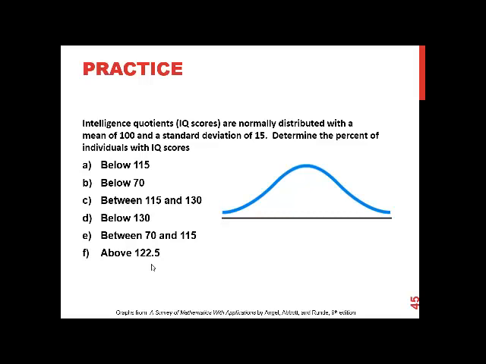Alright, last one. Intelligent quotients, or IQ scores, are normally distributed with a mean of 100 and a standard deviation of 15. Determine the percent of individuals with IQ scores below 115, below 70, between 115 and 130, below 130, etc., etc. The top ones, the A through E, can all be done just using our standard deviations. We don't even have to calculate our z-scores on those.